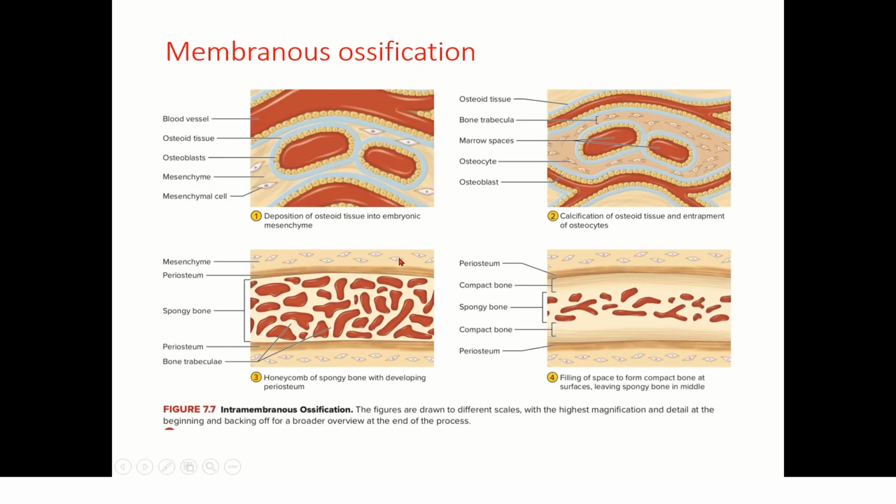You can see the membranous ossification here. So in the mesenchyme, there will be direct development of the bone, osteoid tissue. You can see clearly there is deposition of osteoid tissue into the embryonic mesenchyme. And later on, you can see there is calcification of the osteoid tissue. And ultimately, you can see the spongy bone is being formed, and even the filling of the space to form compact bone at surfaces. You can see here, the compact bone is being formed. So here, the bone has directly developed in the mesenchyme.